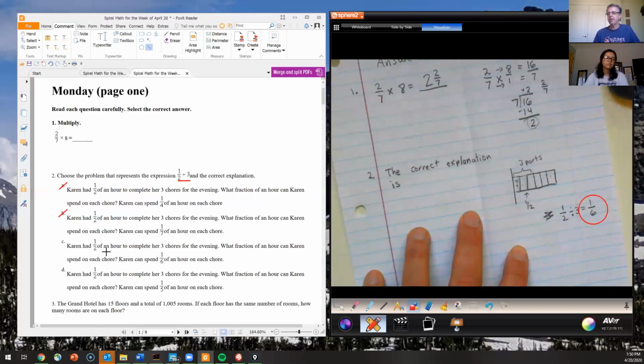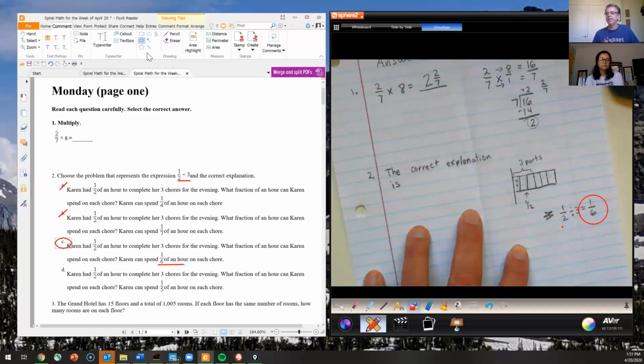Karen had half of an hour to complete her 3 chores for the evening. What fraction of an hour can Karen spend on each chore? She can spend 1/6 of an hour. Well, we are taking 1/2 of an hour and dividing it into 3 parts. That makes sense right here. 1/6 of an hour is the quotient for each chore, and that's what I get here for my dividend. So that seems to make the most sense right now. That actually seems like it is the best answer here.